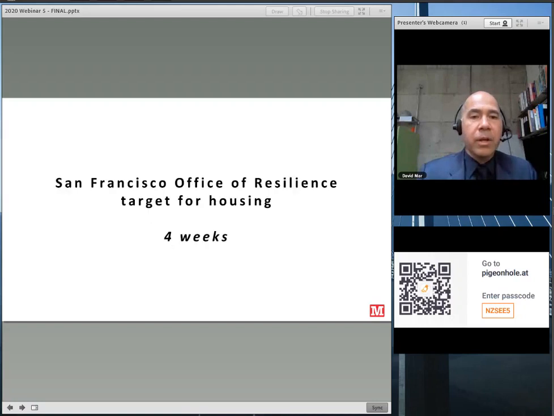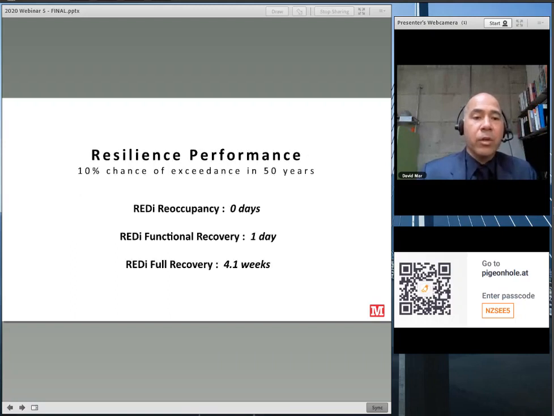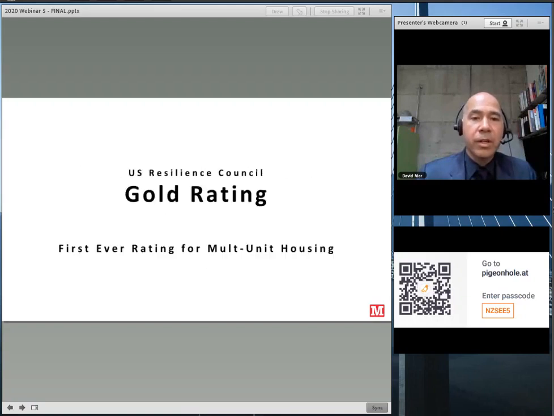The San Francisco Office of Resilience targets for good buildings 4 weeks of displacement for the occupants. For our building, after the same earthquake, we would have 0 days of loss of use. We would have functional recovery in 1 day and full recovery in four weeks. So we did really well in terms of the loss metrics.